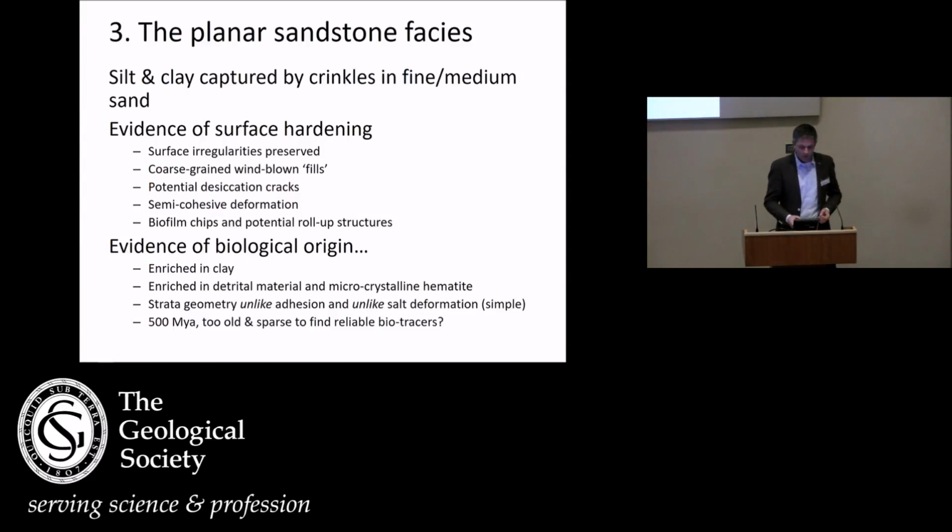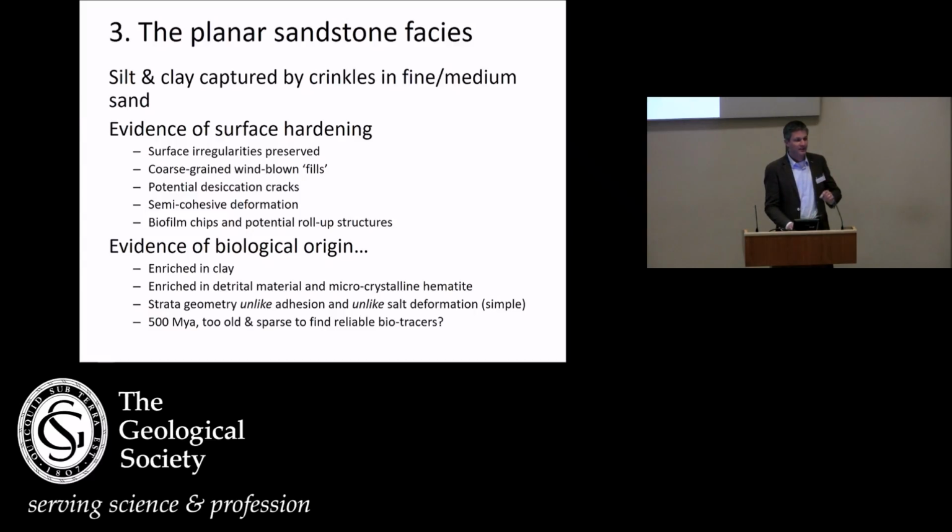But I'll just move on to the general interpretation here, which is that we're capturing silt and clay at the surface, and there's a distinct enrichment. I've produced some SEM images on the poster as well to further back that up. But what we see is the surface irregularities are preserved. We've got wind-blown fills on top. We've got potential desiccation cracks. We've got semi-cohesive deformation, and we've got some chips. So a lot of that is surface hardening, a lot of that is indicative of biofilms and mats.